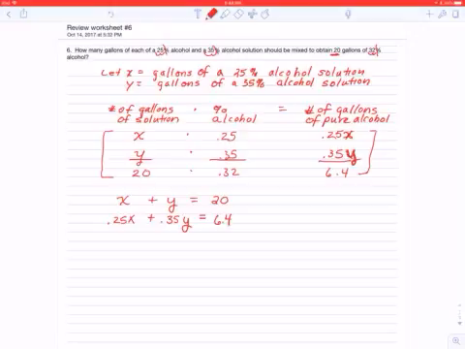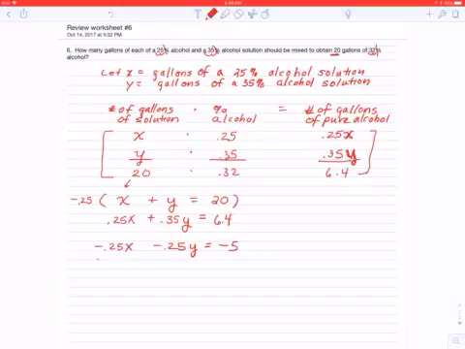So to solve this system, I need to eliminate either the x's or the y's. So I'm going to get rid of the x's. Since the second equation has 0.25x, in order to eliminate the x from the first equation, I'd need it to be a negative 0.25x. So I'll multiply each term of that first equation by negative 0.25. So I get negative 0.25x minus 0.25y equals negative 0.25 times 20, or negative 5.